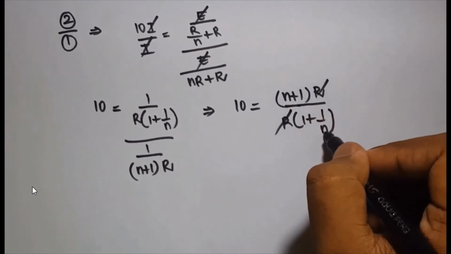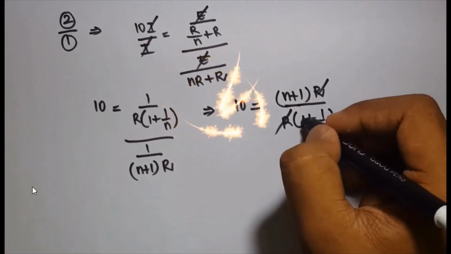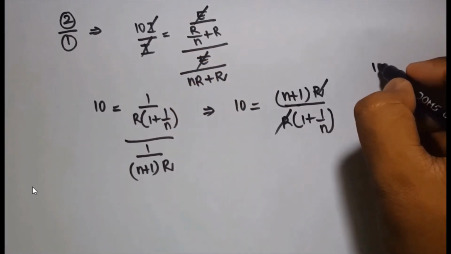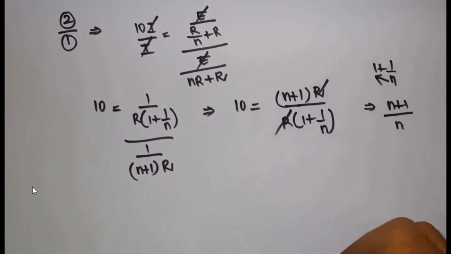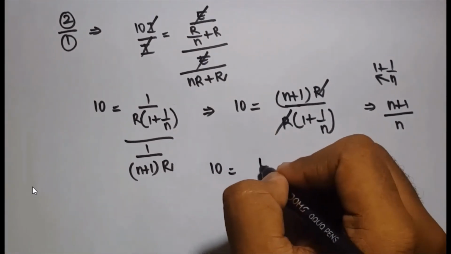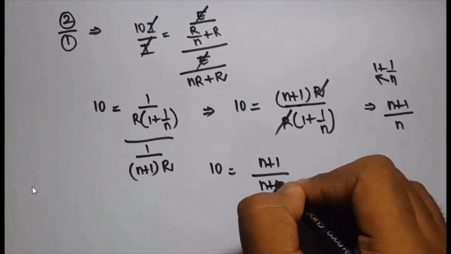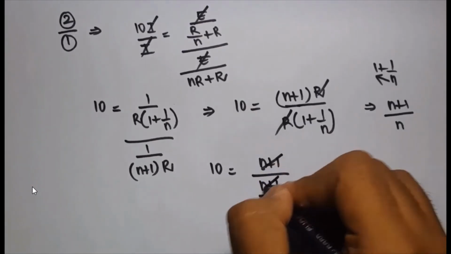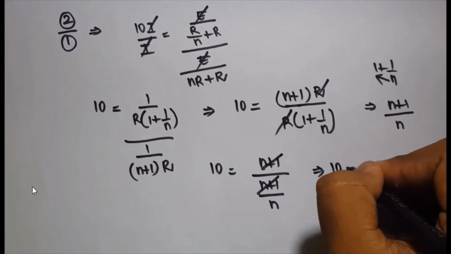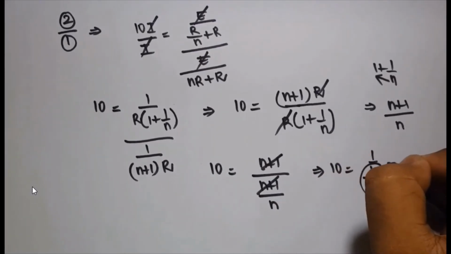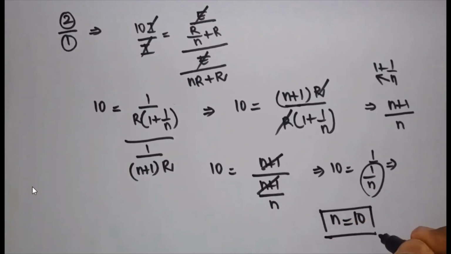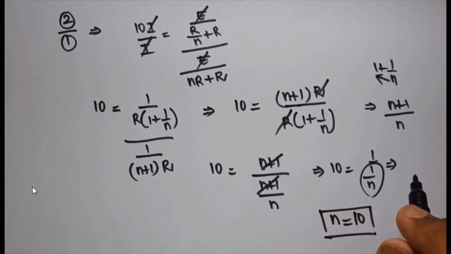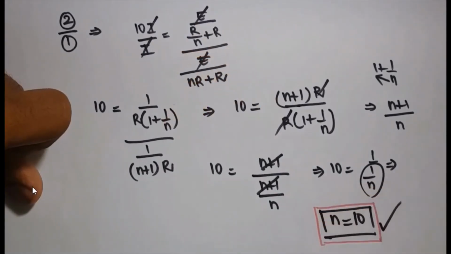So R gets cancelled. Now let's add this 1 plus 1 by n. 1 plus 1 by n becomes (n plus 1) by n by cross multiplication. So 10 equals (n plus 1) divided by (n plus 1) by n. So n plus 1 gets cancelled, and 10 equals 1 by 1 by n. The reciprocal of 1 by n is nothing but n. So n equals 10. From the given options, the third option is 10, so our correct option is 10. The derived answer is 10.